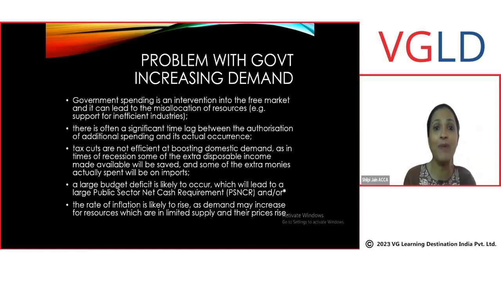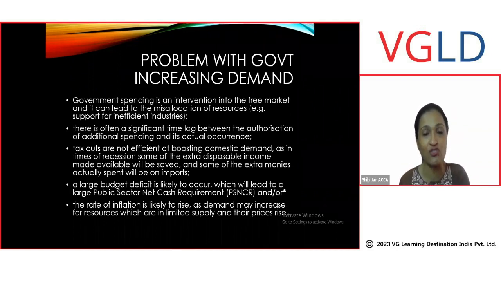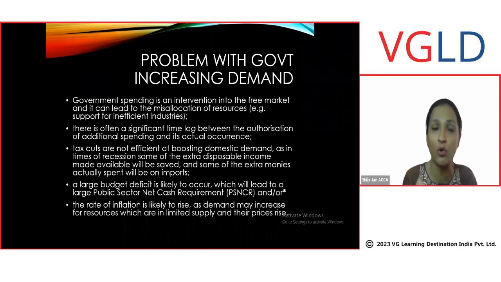However, when government spending is an intervention into a free market, it can lead to misallocation of resources. Why? Because what is the government doing by increasing the demand? It is trying to support maybe inefficient industries within the economy. So it's not always a good thing to intervene into the free flow of the demand and the supply of money in the economy. There is often a significant time lag, obviously, between authorizing a policy and actually getting it implemented. Tax cuts are not efficient at boosting domestic demand.